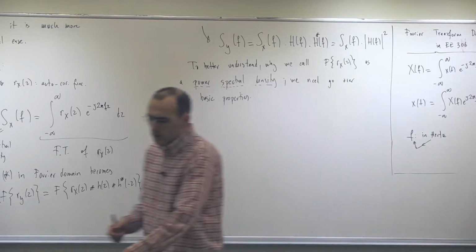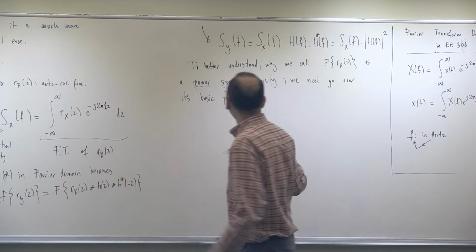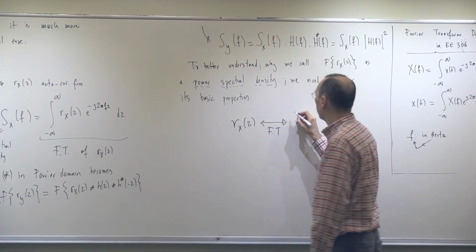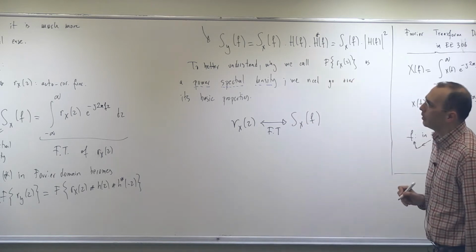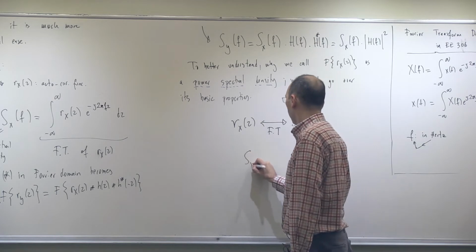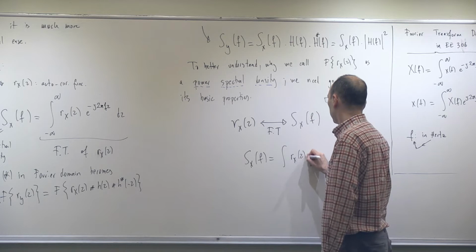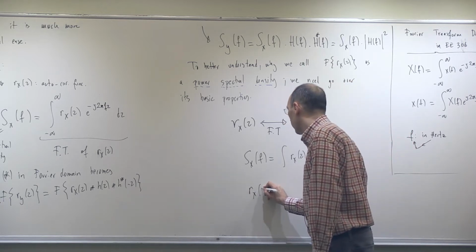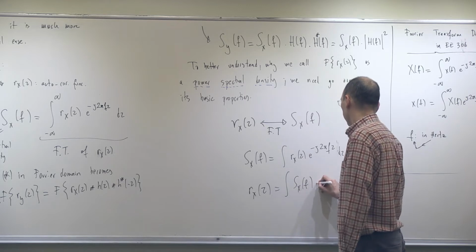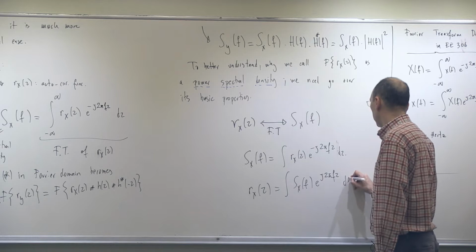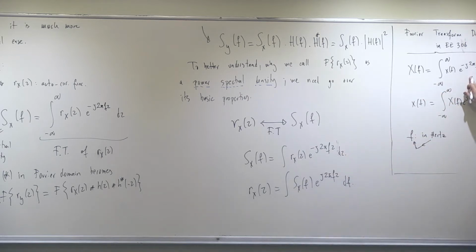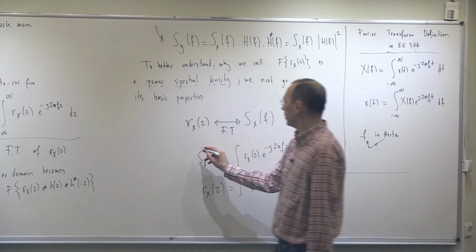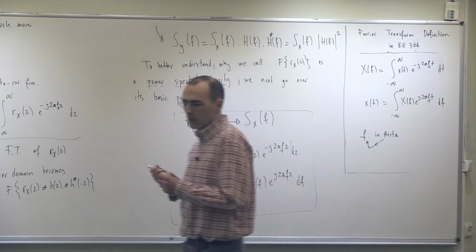Let's see. Maybe before starting that, let's emphasize this one more time. Rx of tau, Fourier transform relation, Sx of f, and then let me write this one more time. Sx of f is equal to the integral of Rx of tau d tau, and from the inverse Fourier transform, Rx of tau is the integral of Sx of f e to the j2 pi f tau df. So this is the forward Fourier transform as we have discussed. Now in the Fourier domain, if I apply the inverse Fourier transform, I get the relation back. Okay, that is it. So this is our definition. Okay, let's go ahead.